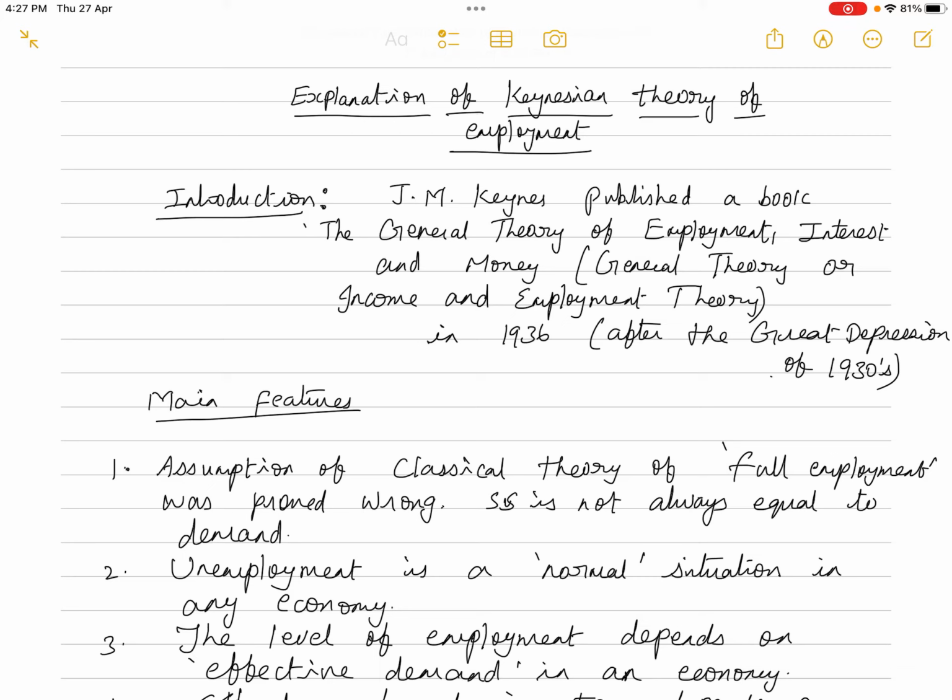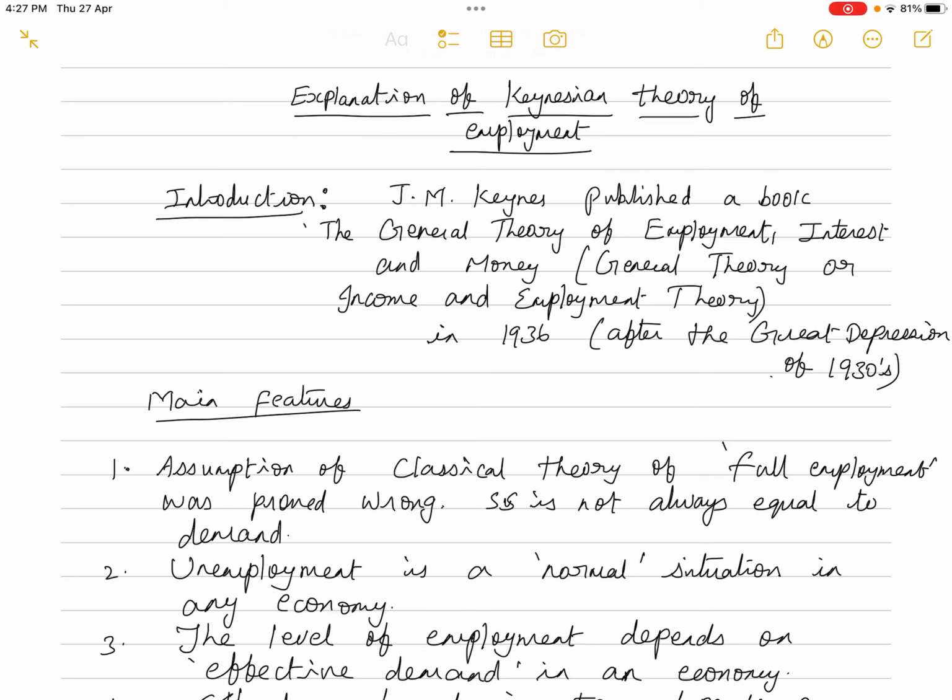J.M. Keynes published this book in 1936, that is after the Great Depression of the 1930s. Till the 1930s, microeconomics was popular. After the Great Depression, whatever the beliefs according to microeconomics were proved wrong. There was a total disaster all over the world. In almost all the countries, there was too much unemployment. The classical theory of full employment could not prove correct, and there was economic crisis in almost all the countries.